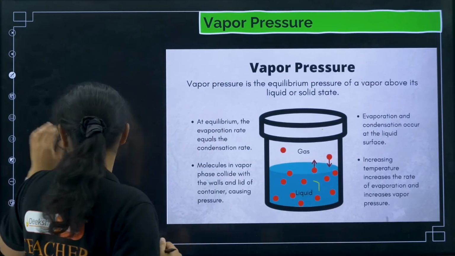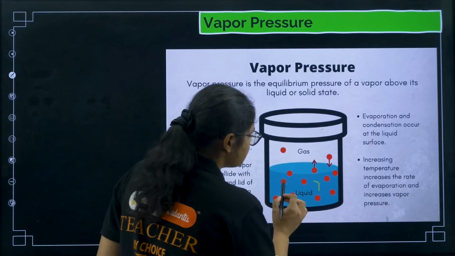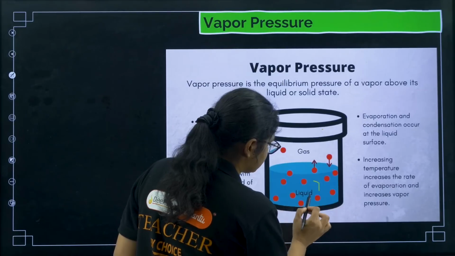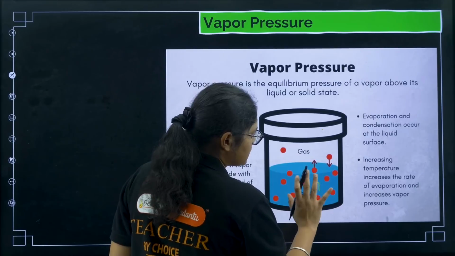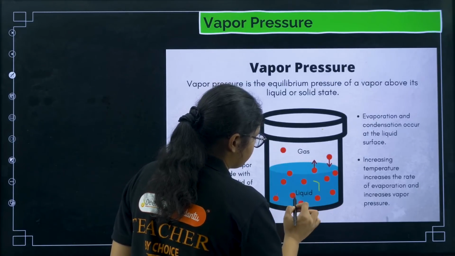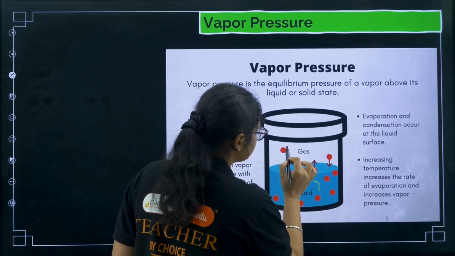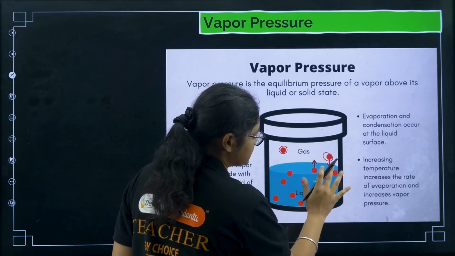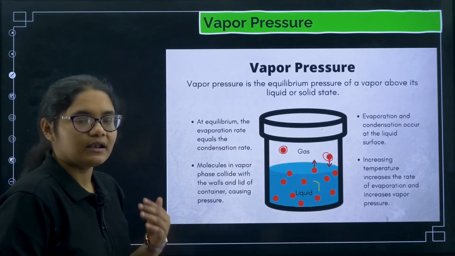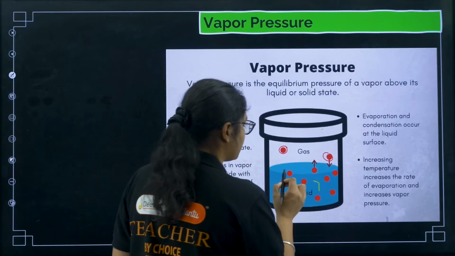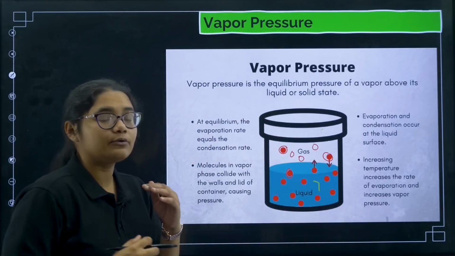Now suppose 13 particles are there. Let's say 2 particles are present in the gaseous phase and 11 particles are present in the liquid phase. After some time, you will find more particles in the vapor phase. After that, an equilibrium is attained.